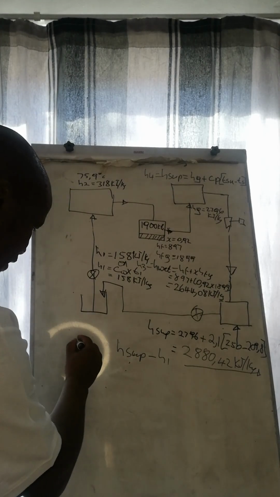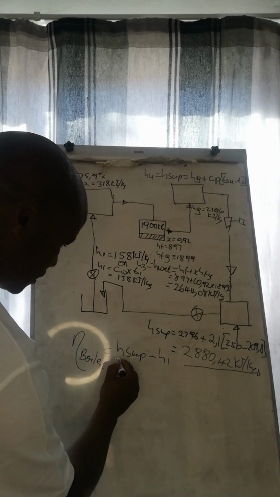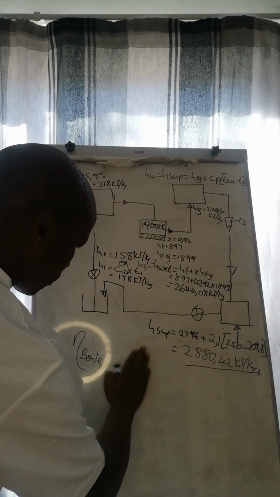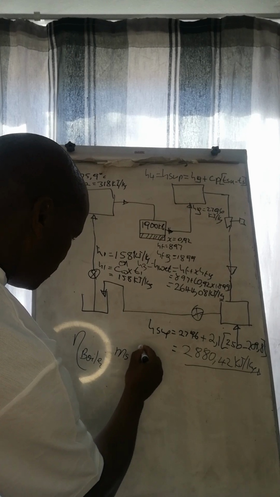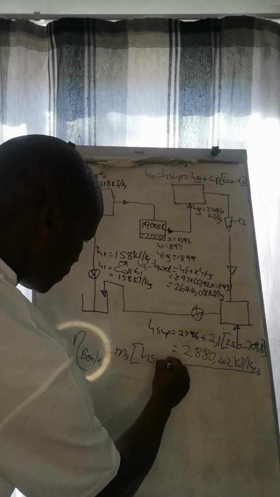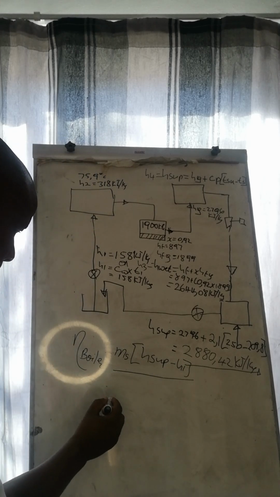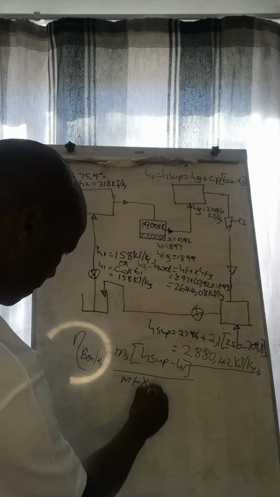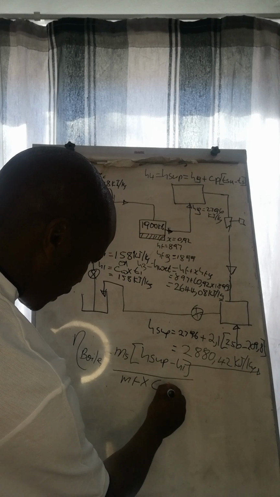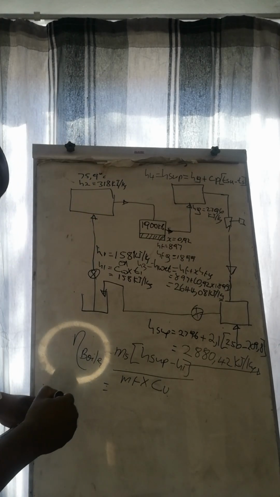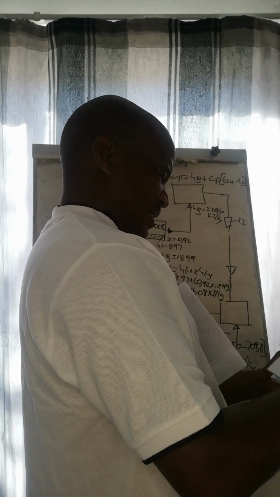And now let's calculate the boiler efficiency. The efficiency of the boiler is equal to what? Do it properly: the mass of steam into the enthalpy of superheated steam minus the enthalpy of feed water, over what? The mass of fuel multiplied by the heat value or calorific value. And what is the mass of steam?